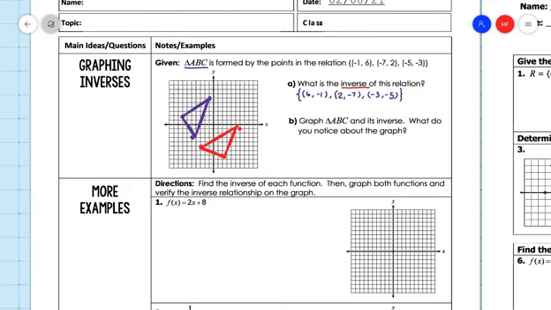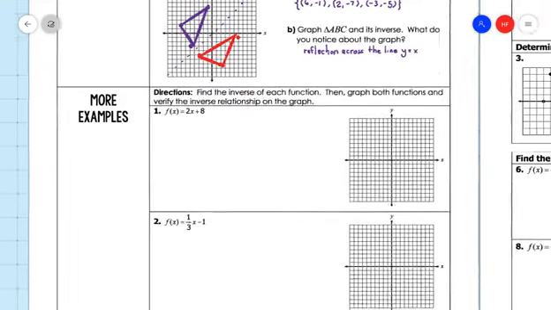And then it says, what do we notice about the graph? And so what I can see is that there is a reflection across that diagonal. And so it is a reflection across the line y equals x. And that's what happens when we graph our inverses. They're going to be reflected across that line y equals x.